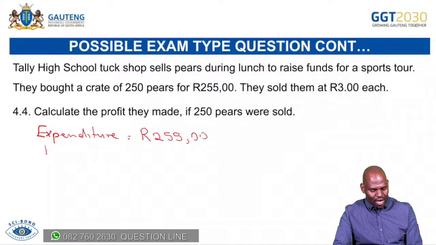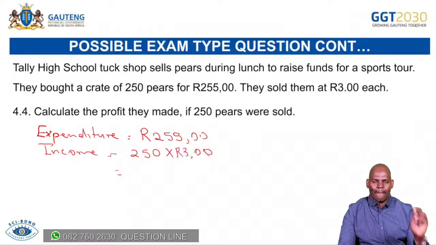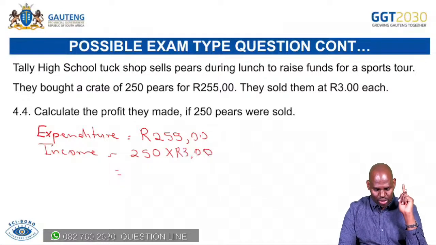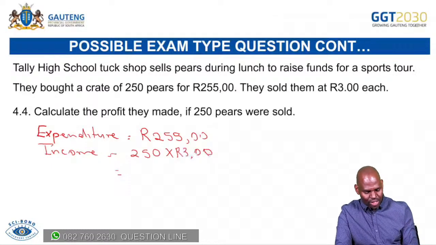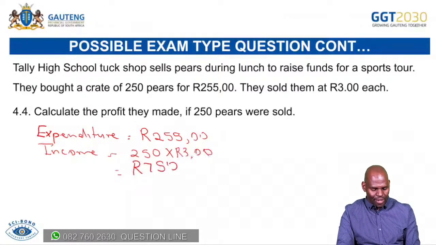And then the income will be 250 multiplied by 3 rand. Each pair is 3 rand, so they're going to sell each pair for 3 rand, and they've got 250 of them. So 250 multiplied by 3 rand, then I get 750 rand. Already you can see that the income is bigger than expenditure, so definitely they're going to make a profit.